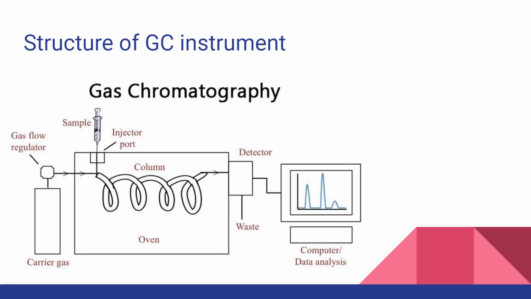At the detector, the analyte is broken down into ions. The amount of ions generated is detected by the computer and generates a peak. The number of peaks generated in the chromatogram indicates the number of different components in the mixture.